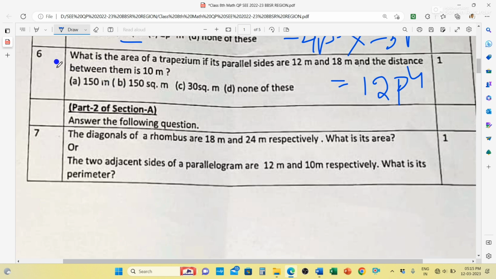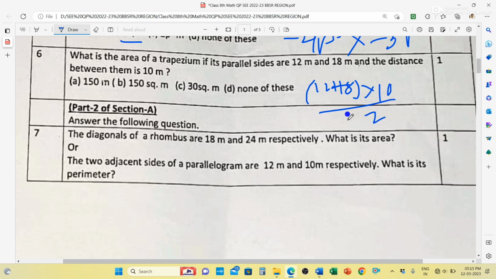Now we will come to question number 6. What is the area of a trapezium if its parallel sides are 12 meter and 8 meter and the distance between them is 10 meter? So area will be the sum of the parallel sides, that is 12 plus 18, multiplied by the distance between them, divided by 2.